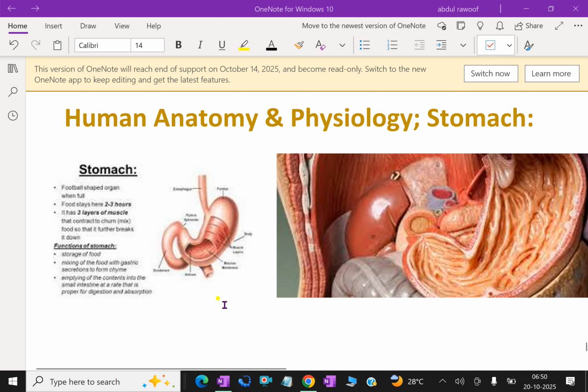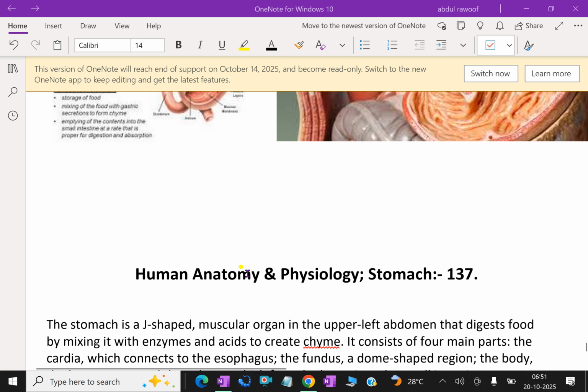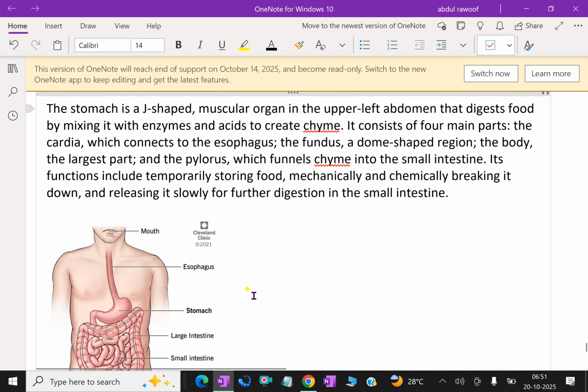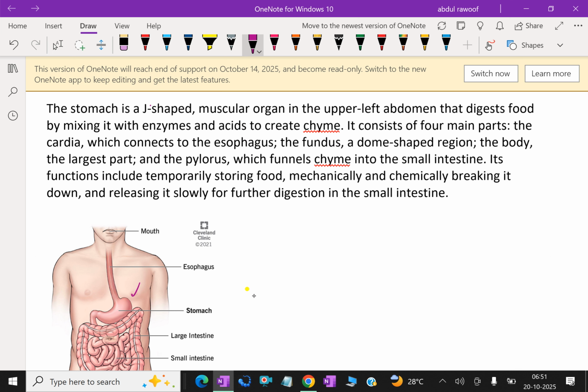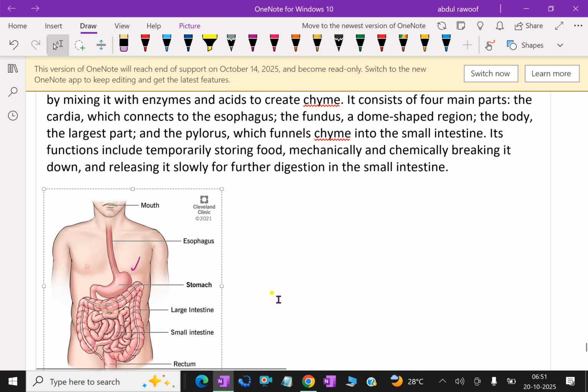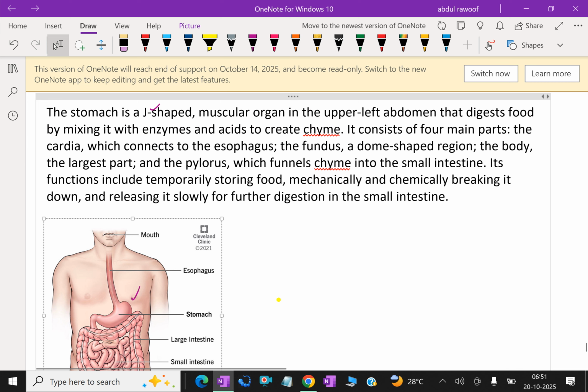Now, we'll discuss further detail about the stomach. Look at this. The stomach is a J-shaped muscular organ in the upper left abdomen that digests food by mixing it with enzymes and acids to create chyme.